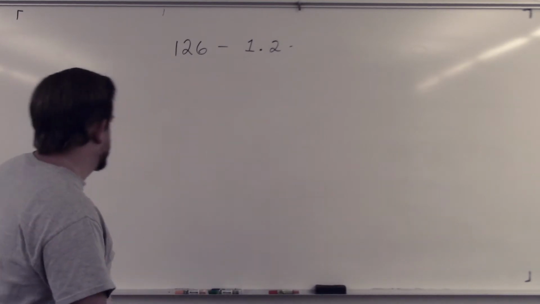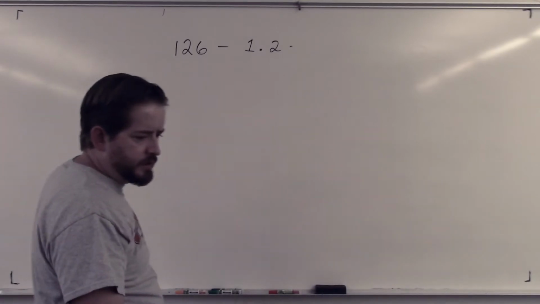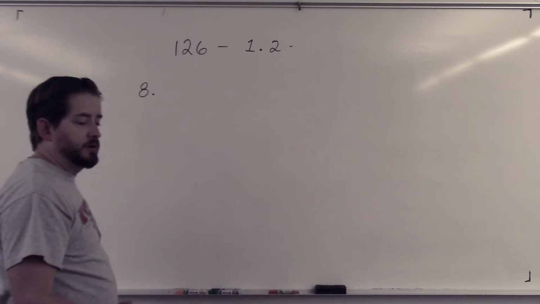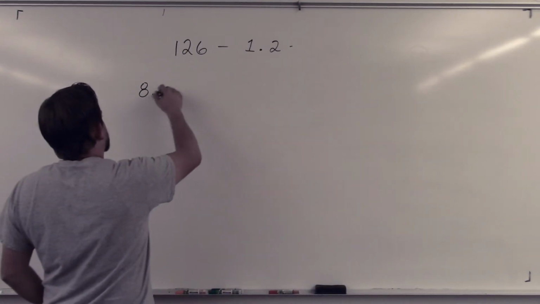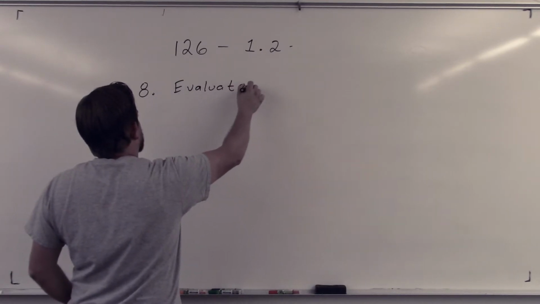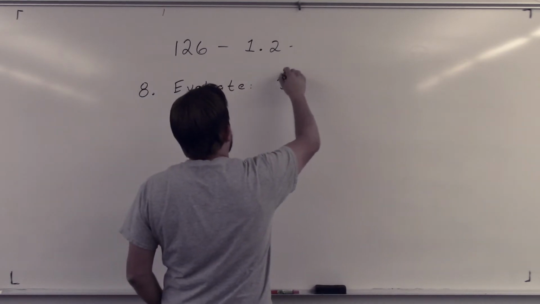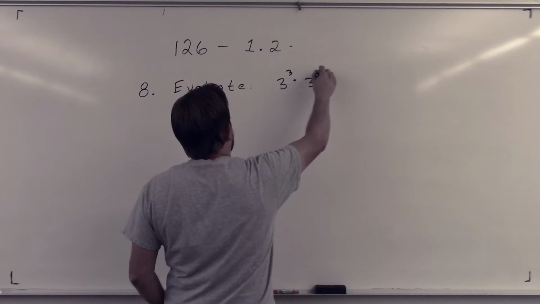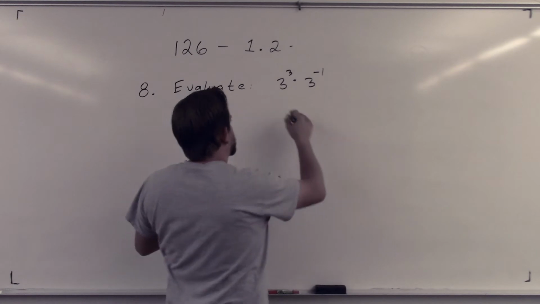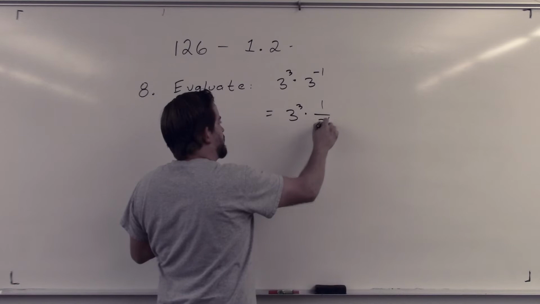We'll start with number 8. Number 8 says to evaluate each expression, right? So we want to come down to a number, just some final solution. The first one is 3 to the third times 3 to the negative 1. With this 3 to the negative 1, I can rewrite that as 1 over 3 to the 1.